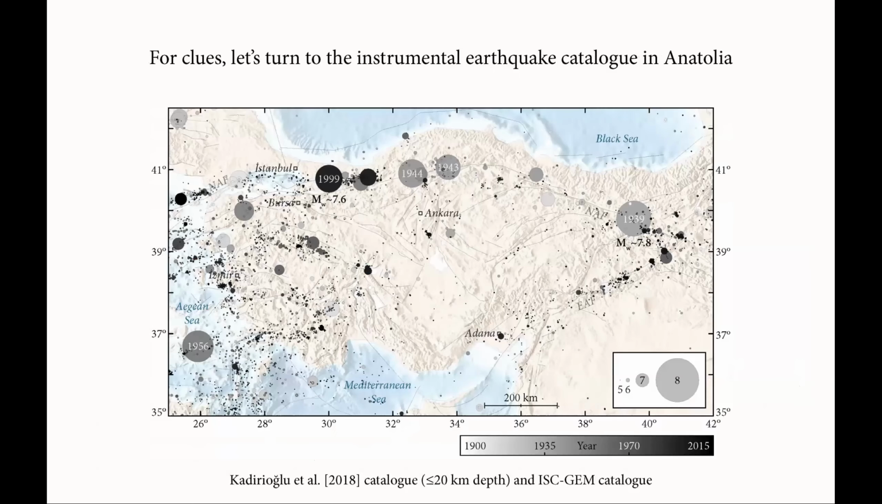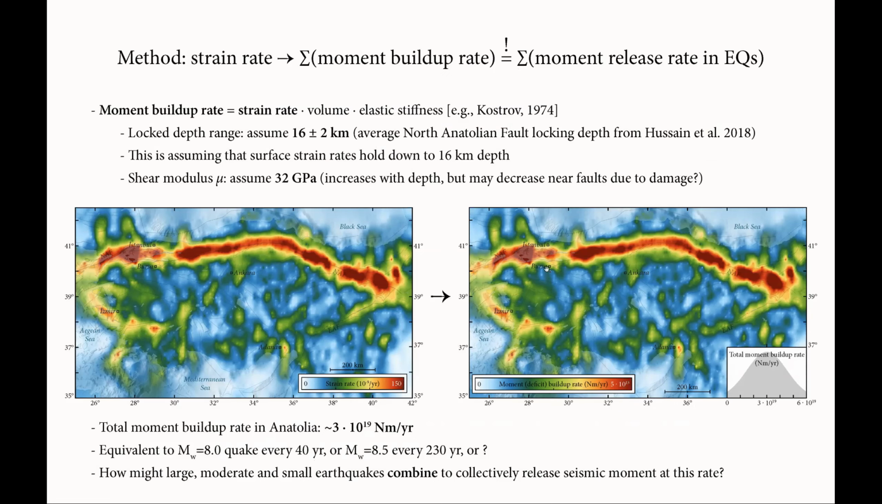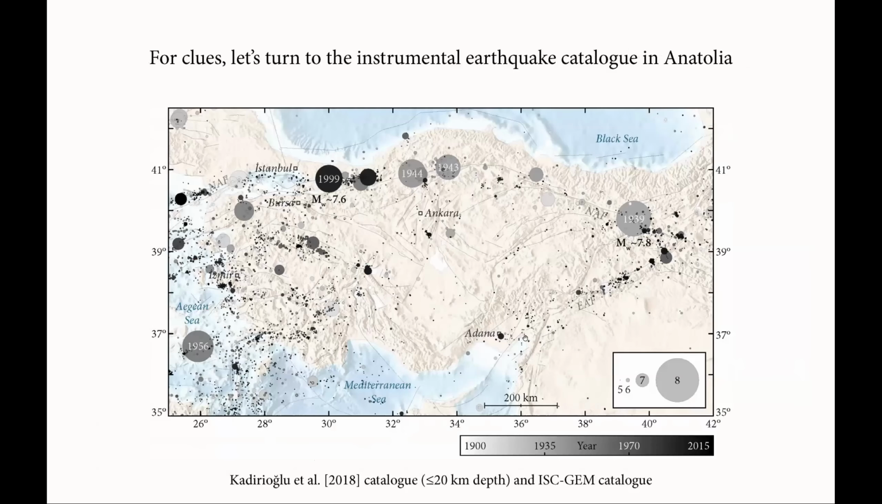And so what we want to do is use the instrumental seismic catalog to learn how large, moderate, and small earthquakes might team up over the long term to release slack in the system as fast as it accrues due to this crustal bending that we image from Sentinel-1 data.